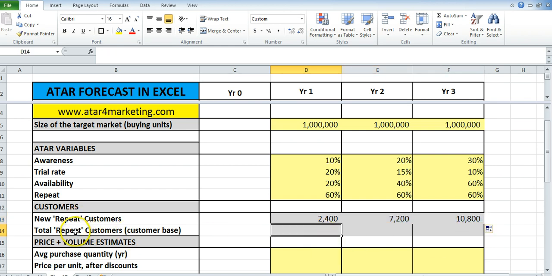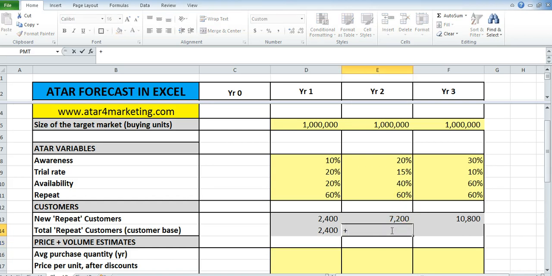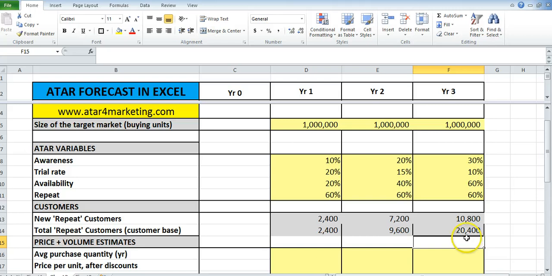Now, under here, I've got something different. What's my total repeat customers, my customer base? Now, in the first year, that's it, 2,400. But in the second year, I've got another 7,000 customers plus my 2,400 from year one. Okay, so now I have close to 10,000 customers. In year three, I've gained another 10,000 or 11,000 customers. Adding my existing customer base, I'm about 20,000. So each year, I gain year one, 2,400, year two, 7,000, year three, 11,000.